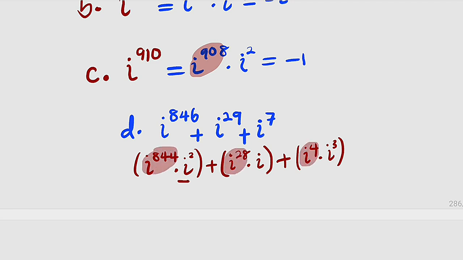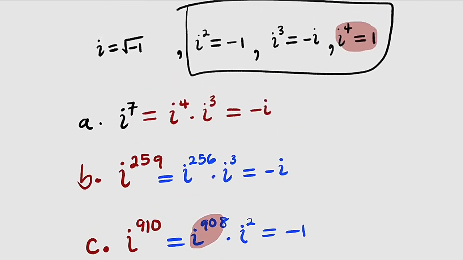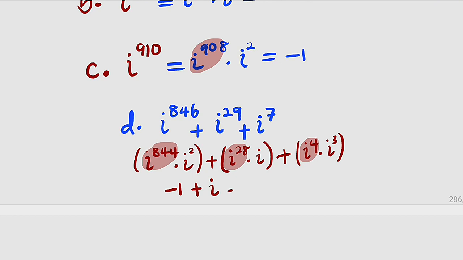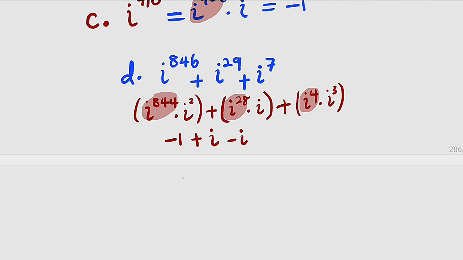We have i squared here, which is -1. So this is -1. Plus, we have i. But i to the 3rd power, remember, is negative i. From definition, you can see that here. It's negative i. So you bring negative i here, and i minus i is 0. So all we have is equal to -1.